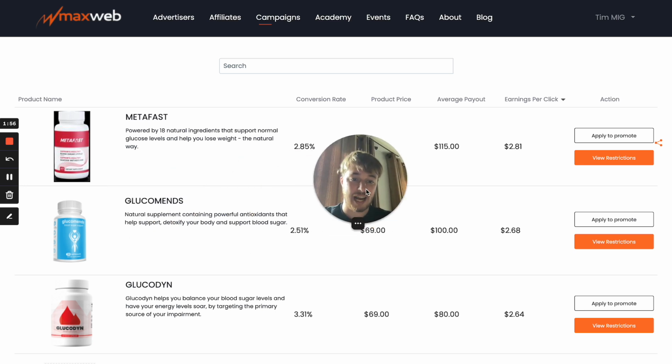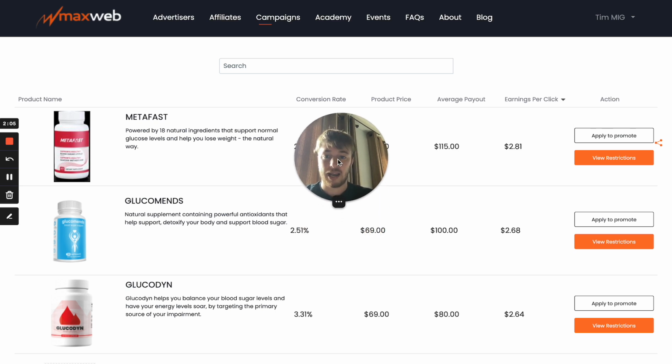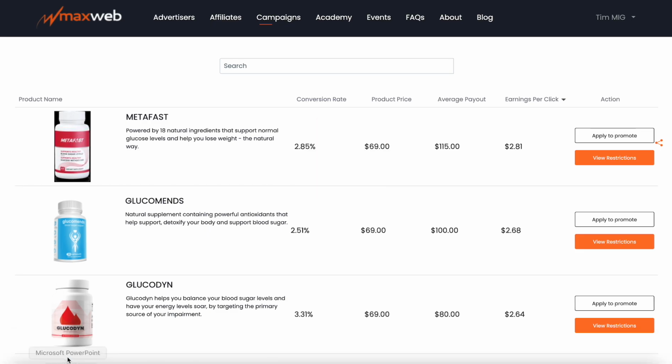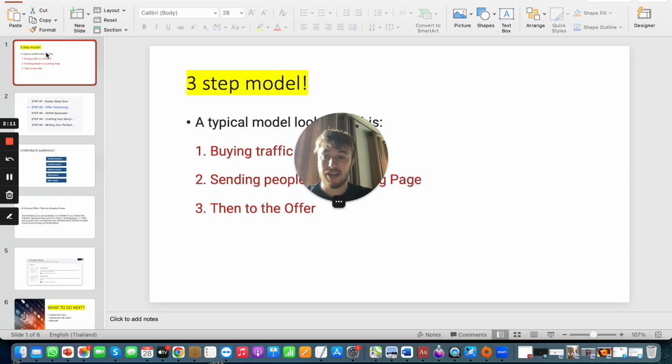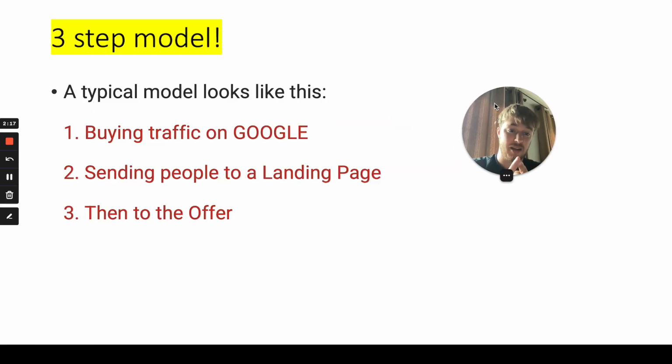For example, let's say I chose the MetaFast supplement for diabetes and I get around $115 US per sale. Okay, now how it works. Let me show you exactly what I would do. So this is my 3-step model. The first one is, as you know, buying traffic, getting leads, the number one thing. So I would buy traffic on Google using Google pay-per-click. Why Google? In the next slide.